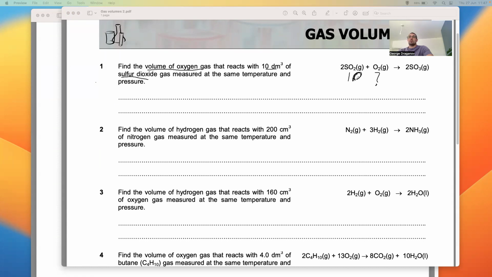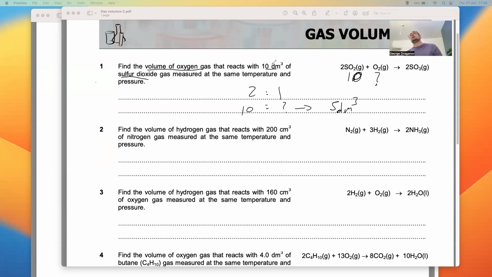What you do, actually, just look at the ratio. The ratio is 2 to 1, so 10 goes to question mark. 2 goes to 1, so 10 must go to 5. Decimeter cubed, because this is decimeter cubed. Now you might think, well, that was too simple. Why don't you do the 3 steps?